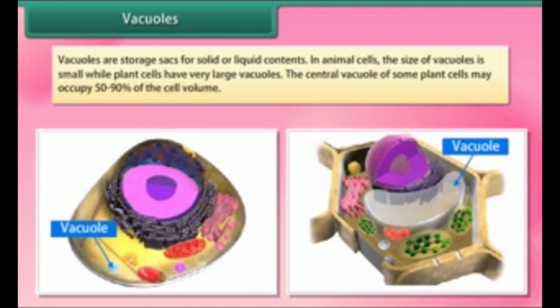The first function is to maintain the osmotic pressure of the cell. Second, to store metabolic byproducts and end products, that is glycogen, protein, water, etc. In animal cell, they store waste products and food, while in amoeba, it stores food before digestion. In plant cells, vacuoles are full of cell sap and provide rigidity to them.